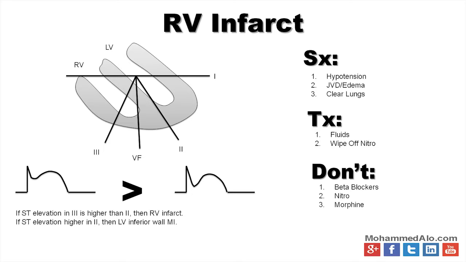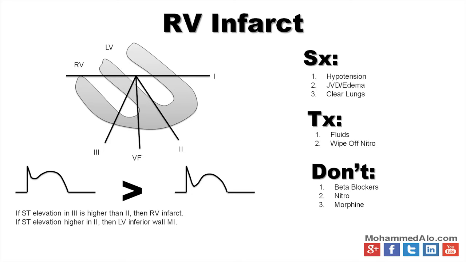The treatment for this is also to wipe off the nitroglycerin. Sometimes they've gotten nitro in the ambulance and you can't really do anything about it, but if somebody put nitro paste on them, you take the nitro paste off. Things you don't ever want to give are beta blockers, nitro, and morphine. That just worsens the hypotension and or the bradycardia. Nitro shouldn't be given in any MI ever. You can read some of my other articles or videos to find out why. It's beyond the scope of this, but you shouldn't give them any of these things. It's going to worsen their hemodynamics.